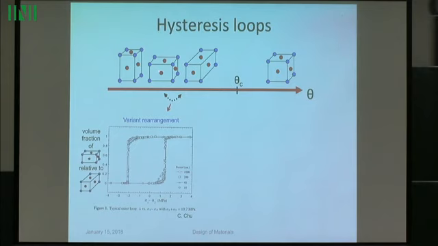This is an experiment, and I may show you the setup of this experiment. But in any case, it was a stress-induced phase transformation. This is the difference of the stress on the two axes, biaxial. And you see that it has a hysteresis loop. So it begins to transform here, and it transforms back here.